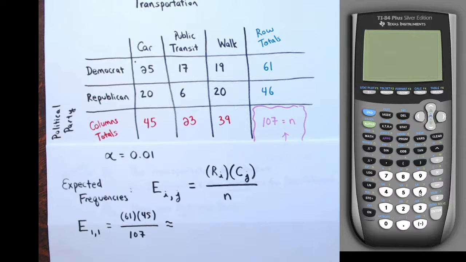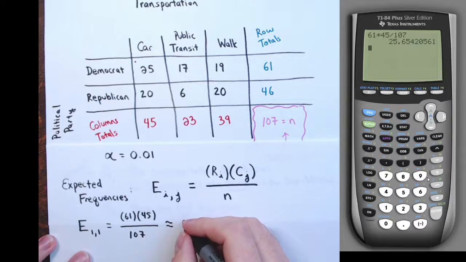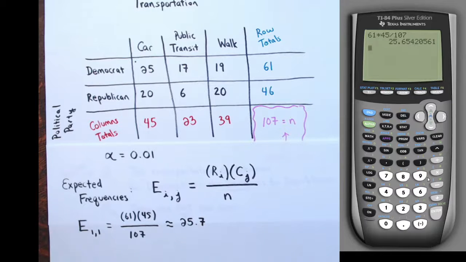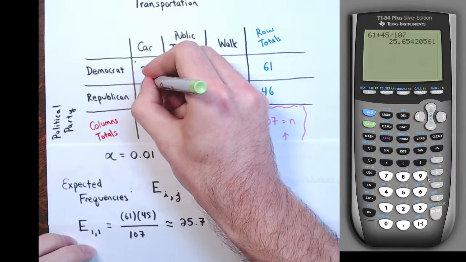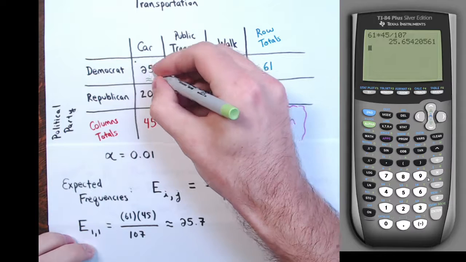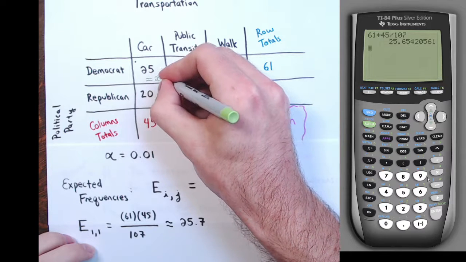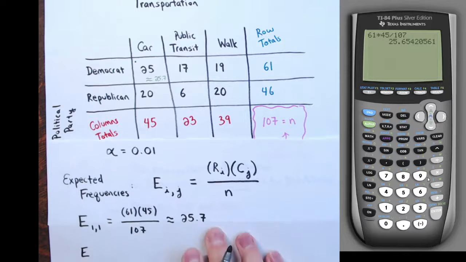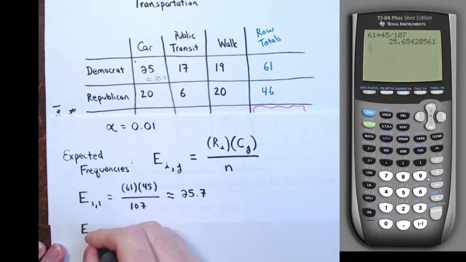Let me enter this as 61 times 45 divided by 107. All right, so this first one, rounded to 1 decimal place, is approximately 25.65, which would go to 25.7. And I'll put that in light green underneath, so you have your observed value, and then beneath this I'm writing the expected value for that first row, first column cell, 25.7.